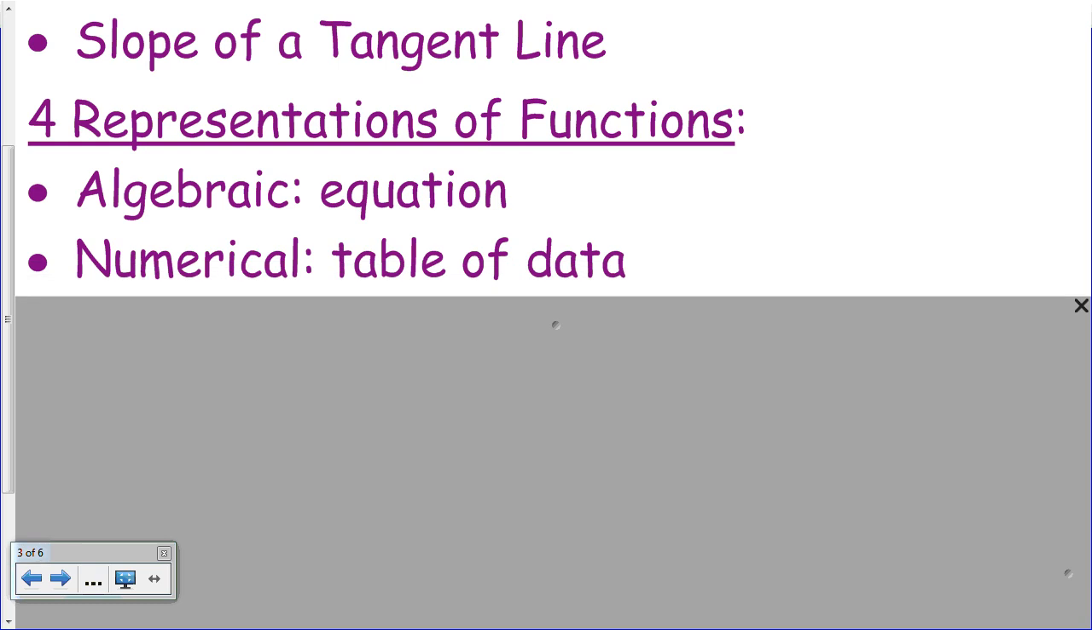The second form of representation for a function is numerical, where you're given some sort of a set of data or table of data. If you think back to your science classes when you were doing experiments and collecting data, that data was actually representing a function, and it was a numerical representation of that function.